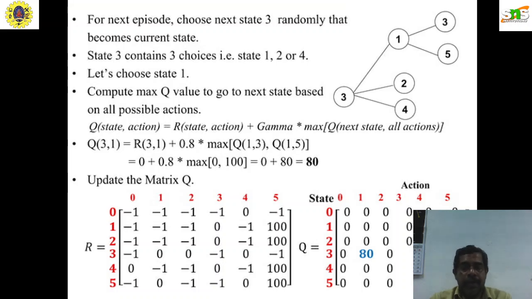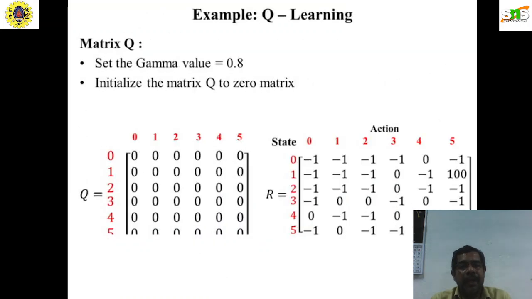So now we have come to the end of Q learning. Now we have to see one example of Q learning. We have the matrix Q, set the gamma value to 0.8, and initialize the matrix Q to the 0 matrix. So the initial Q matrix is 0. Now we create an action matrix.